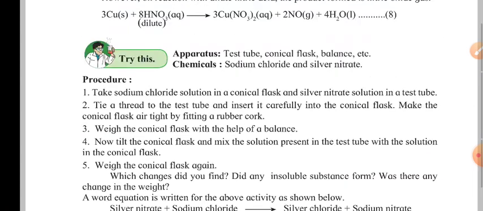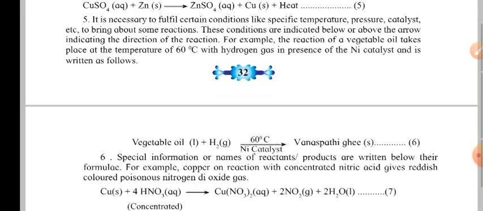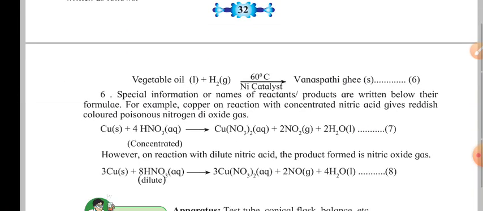So today we are stopping here. In the next lecture we will see some more parts of chemical reactions and equations.